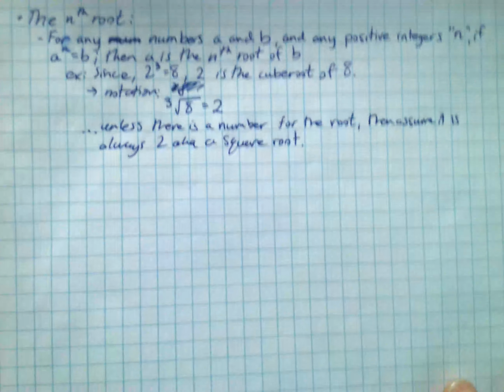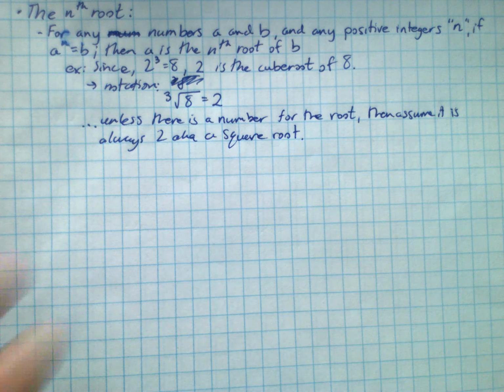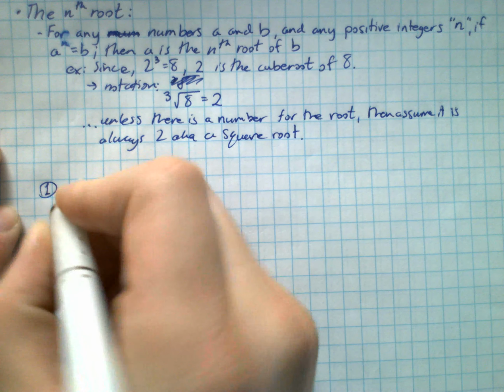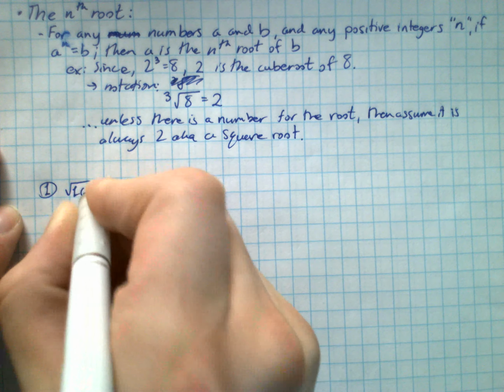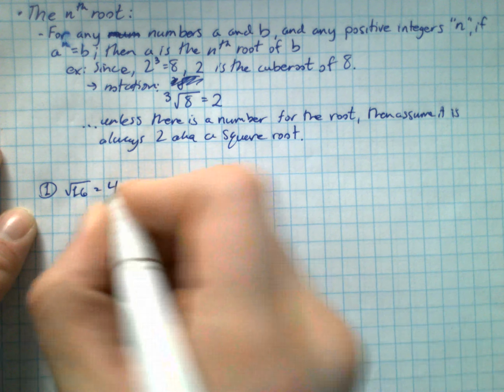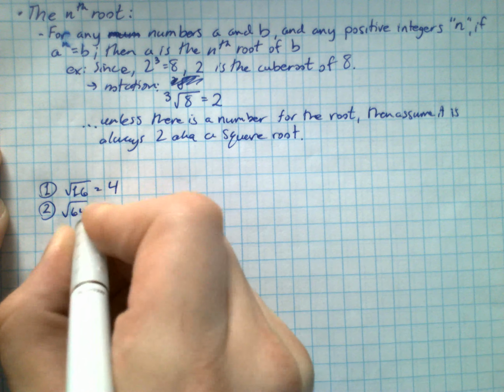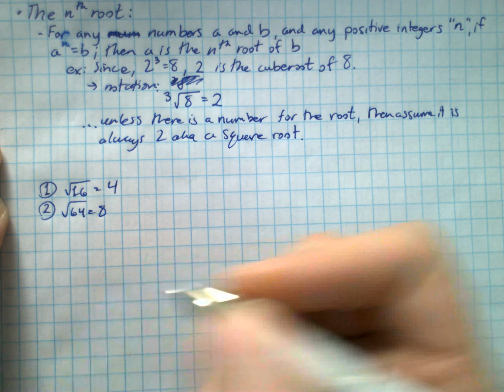Now, let's take a look at some examples. Don't worry, I'll leave this up there so you can see it. Okay? Number 1. Obviously, some of these are going to be easy. The square root of 16 is obviously 4. Square root of 64 is 8, right?